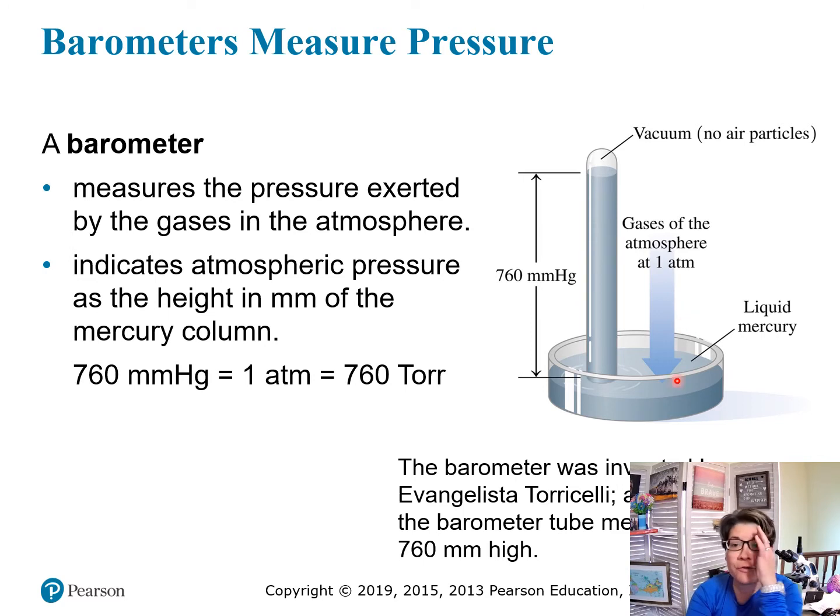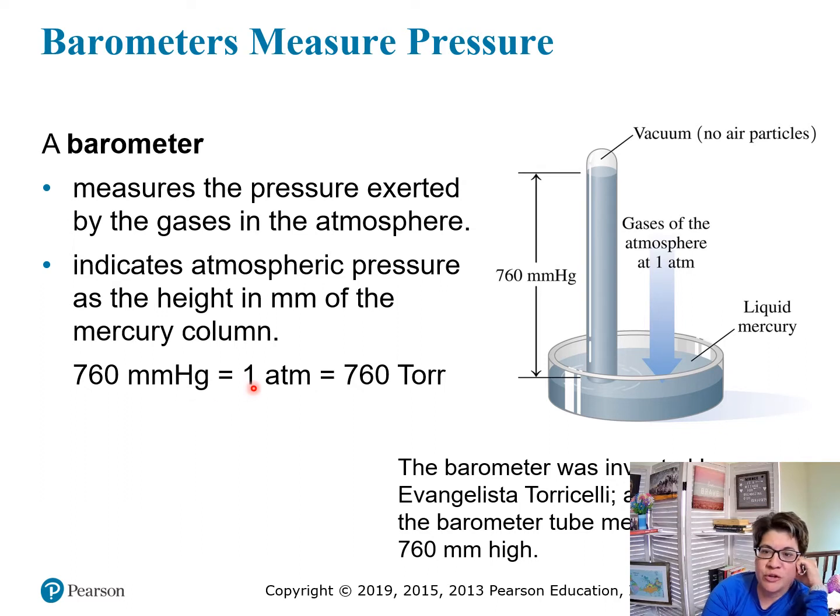And then the further it went up the tube, the higher the pressure on the mercury, so the higher the atmospheric pressure. So this is the first way that they started measuring pressure. And they used millimeters of mercury because they were looking at how high the mercury went up.